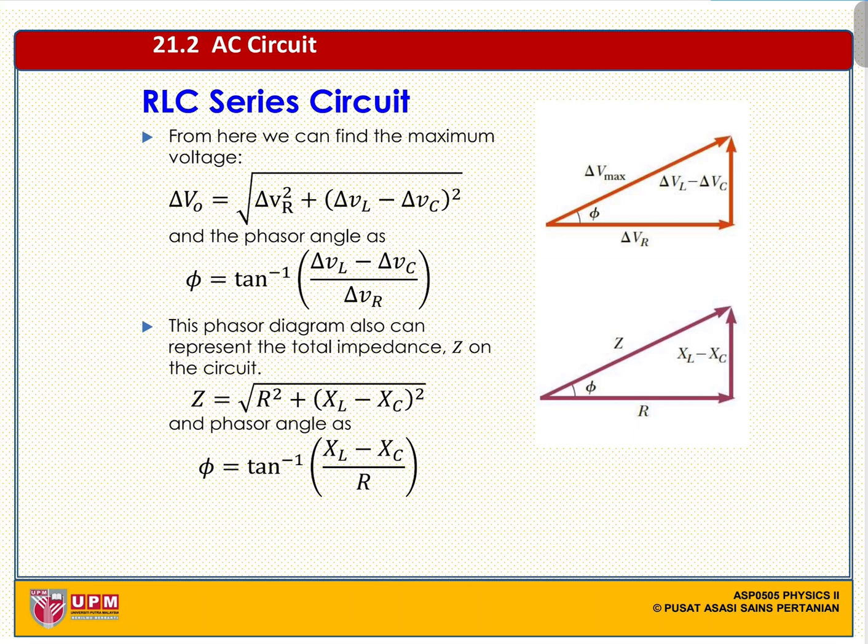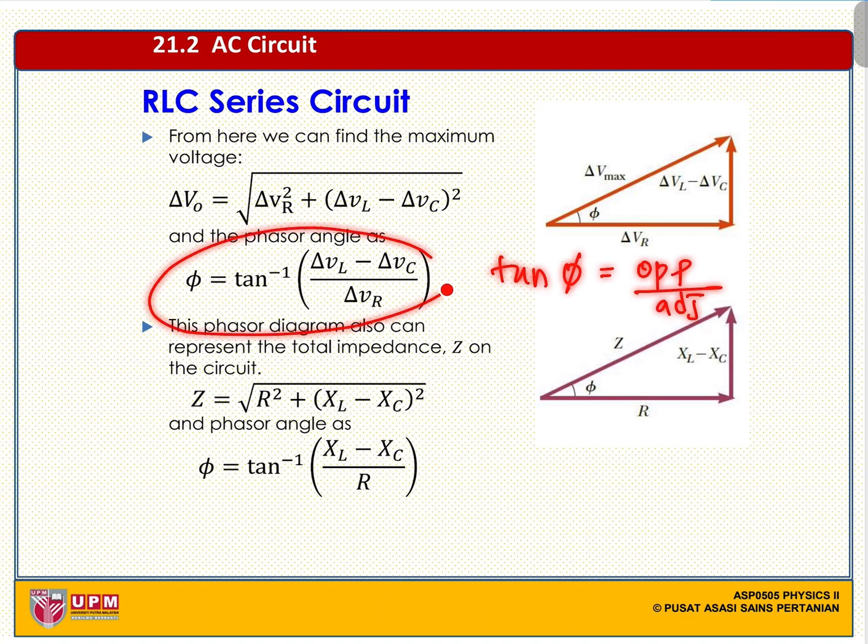So, you will get your V max is equal to the square root of VR squared plus (VL minus VC) squared. Okay, we want to find this one. This is the triangle, so to find V max, we use the Pythagoras theorem. And for this phasor angle, we get it using this equation, which is tangent phi is equal to opposite over adjacent. Opposite over adjacent. So, you will get this equation.